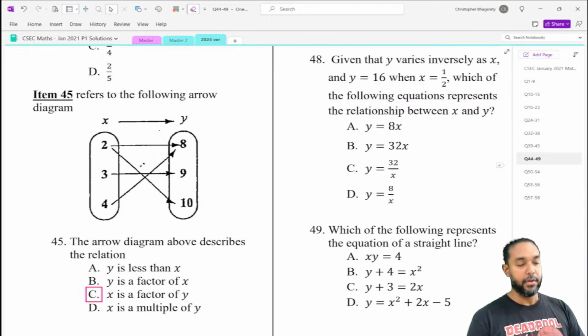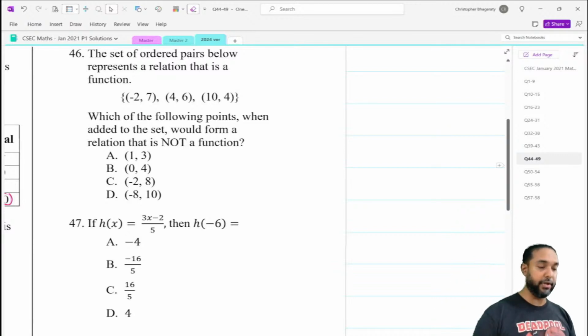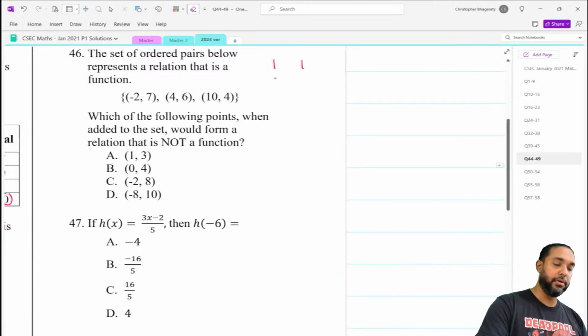Okay. 46 now. The set of ordered pairs below represents a relation that is a function. Which of the following points, when added to the set, would form a relation that is not a function? So with relations, you have 1 to 1, 1 to many, many to 1, and then many to many, right? The 1 to 1 and the many to 1 are functions.